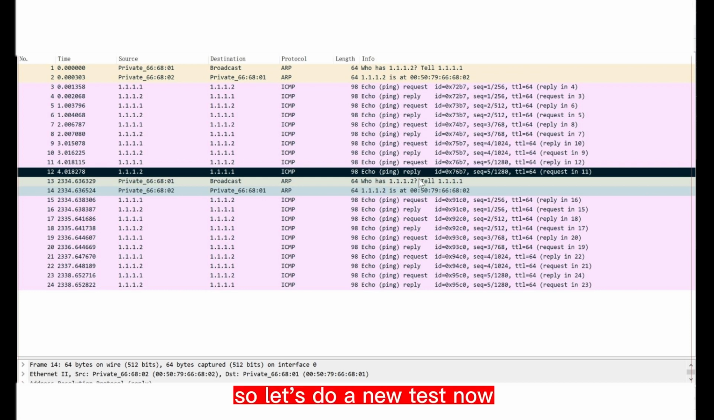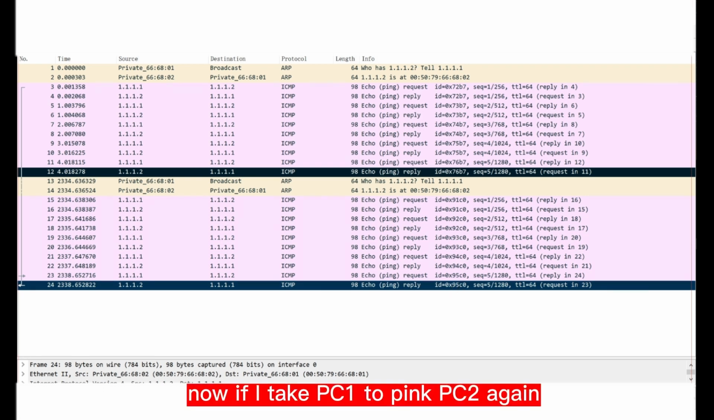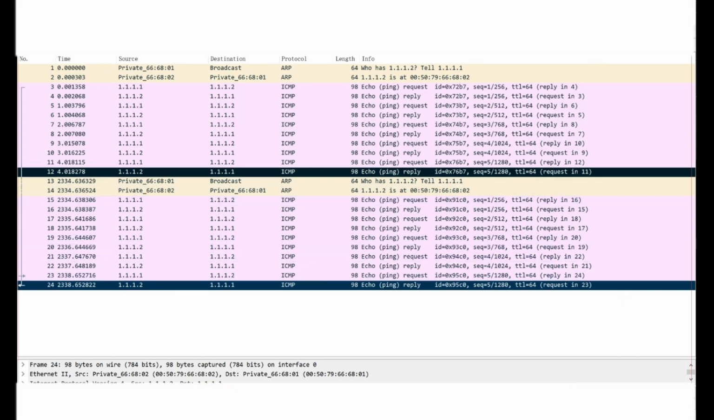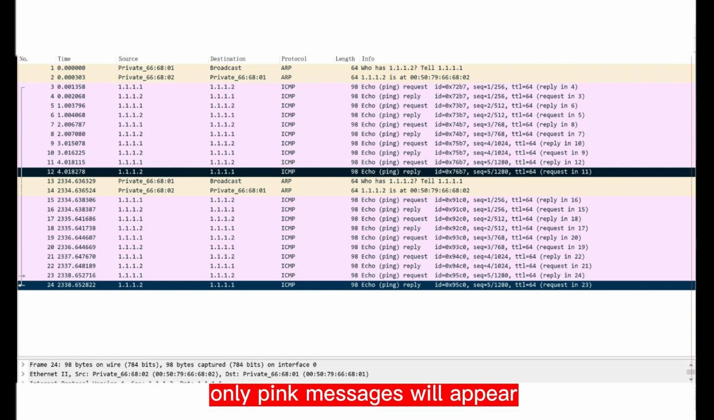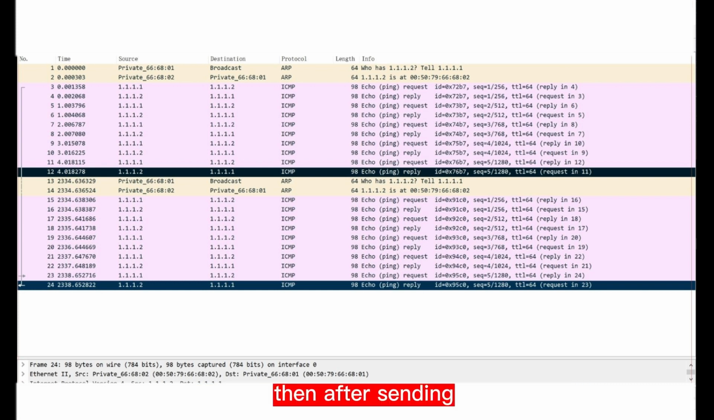So let's do a new test now. Watch carefully. I'm still here to make a mark. Now if I take PC1 to ping PC2 again, this yellow ARP will no longer appear here. Only pink messages will appear. I only send ARP now that there is no local cache. Then after sending, there is a local cache.